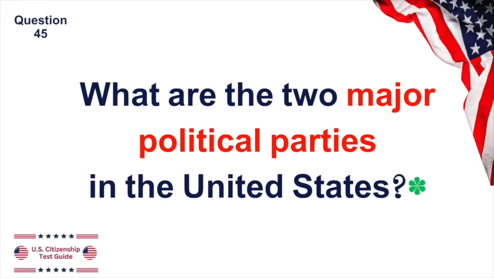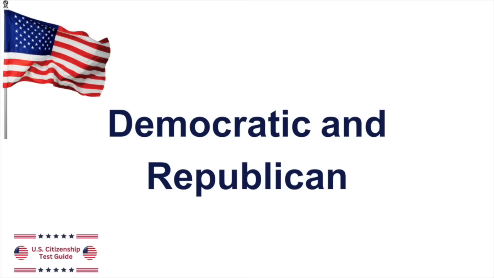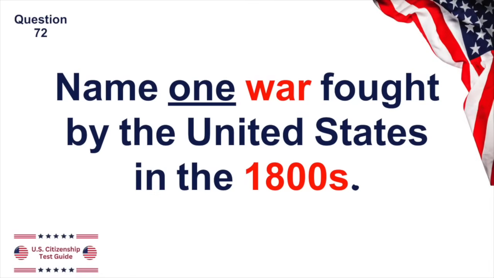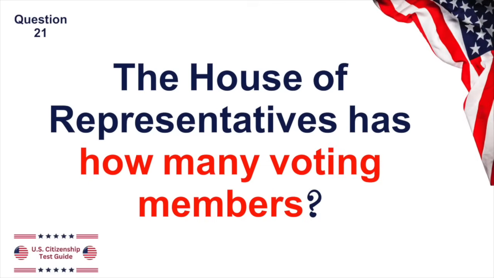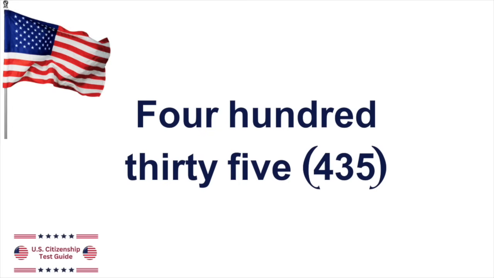What are the two major political parties in the United States? Democratic and Republican. Name one war fought by the United States in the 1800s. Civil War. The House of Representatives has how many voting members? 435.